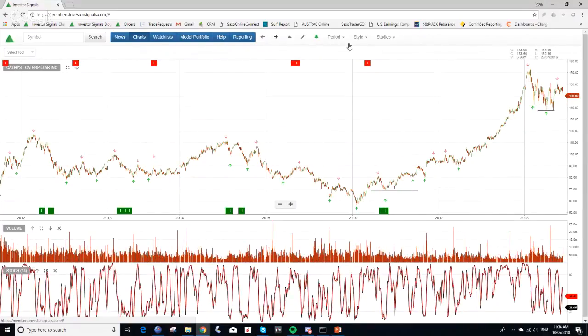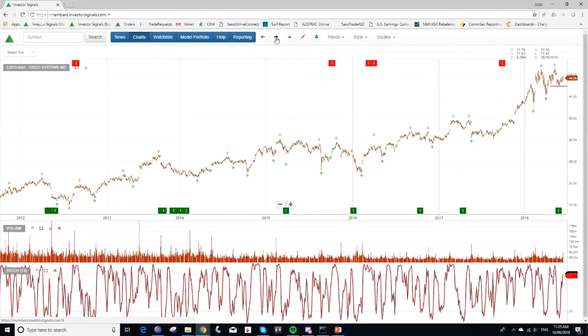Caterpillar's been one of the better performing stocks in the US model portfolio, in particular the Dow 30 model. So it went from sell conditions in 2015 to buy conditions in early or mid 2016. That was at $70 a share, and the stock's now $150. From that peak optimism that I spoke about in the back half of 2017, we've seen the stock consolidate and move sideways.